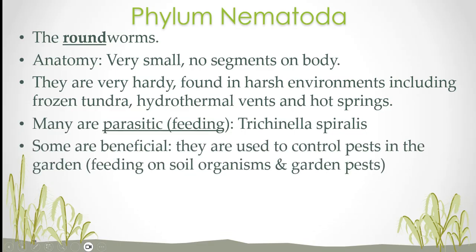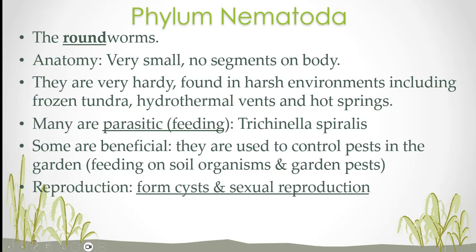For instance, you may have heard of people putting nematodes in their garden. Those nematodes will go and eat other insects or things, or even grubs in your garden, so that they don't destroy your garden. Pretty good. Okay. Reproduction, they usually form cysts. They do have a form of sexual reproduction as well.